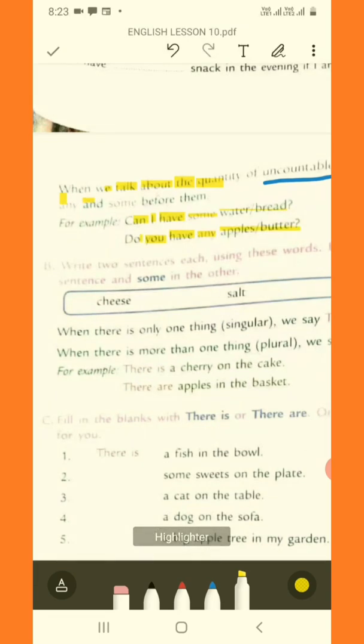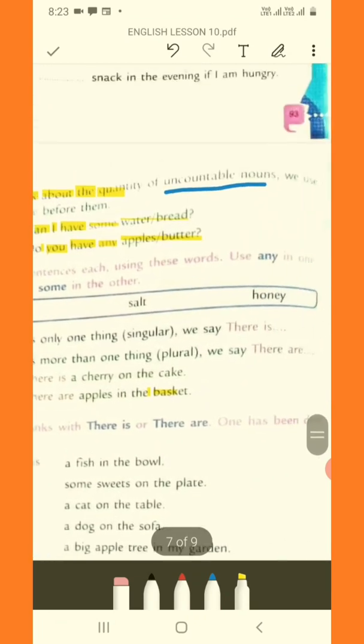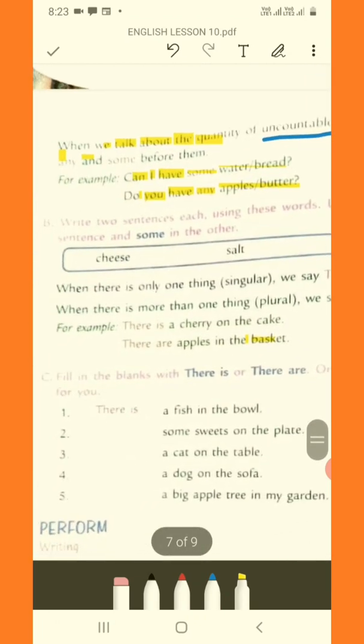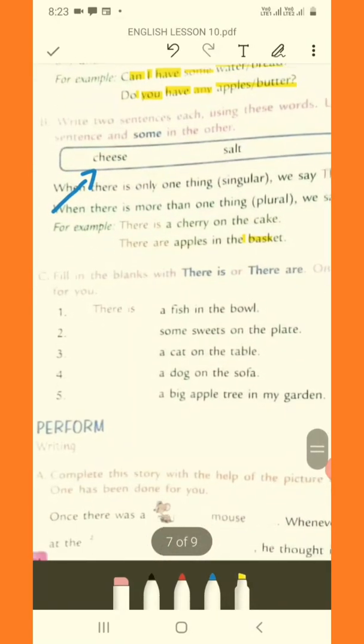any apples or butter? Okay, so you are asked to write a sentence using each of these words. What are the words? Using any in one sentence and some in the other. Okay, cheese. Can I have some cheese? Do you have any cheese? Can I have some salt? Do you have some salt? Would you like some salt? Okay, and so on. Do it on your own.